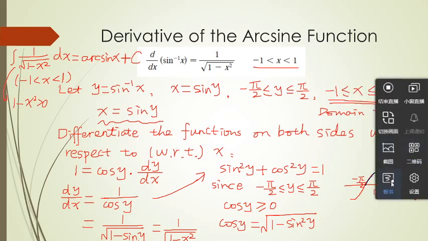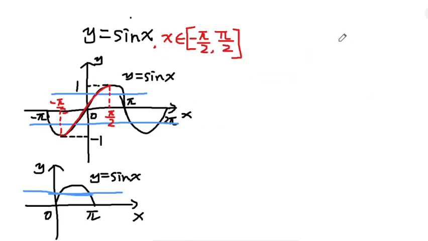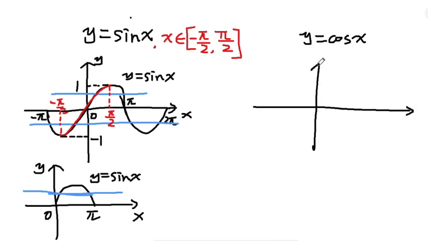Now let's start the cosine function, okay? Let's start the cosine function in the same way. If we look at the cosine function, we know that it's defined for all the real numbers. If we check the graph, of course, it's not a one-to-one function, right? It's not a one-to-one function.